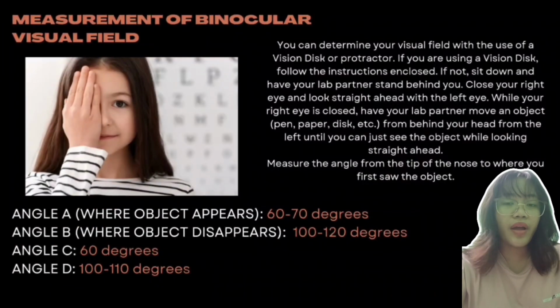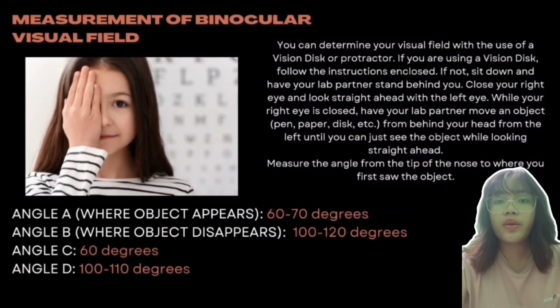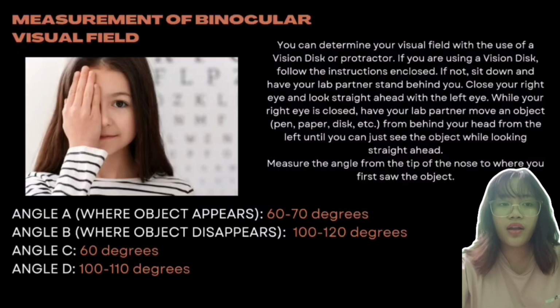For the measurement of binocular visual field, you can determine your visual field by covering one of your eyes and having another person move an object from behind your head towards the side until you can see the object while looking straight ahead. Binocular vision refers to the ability of an organism, typically humans, to perceive depth and three-dimensional objects by integrating the visual inputs from both eyes.